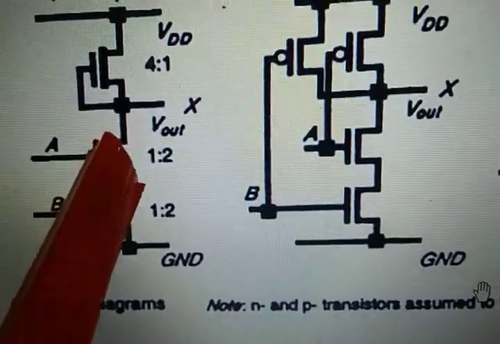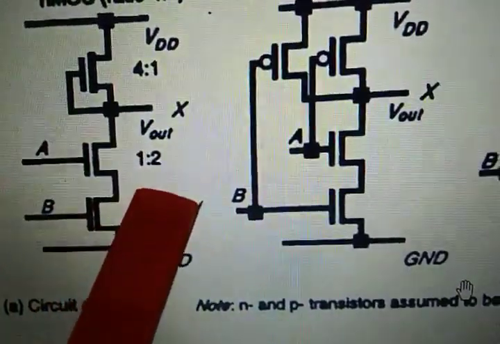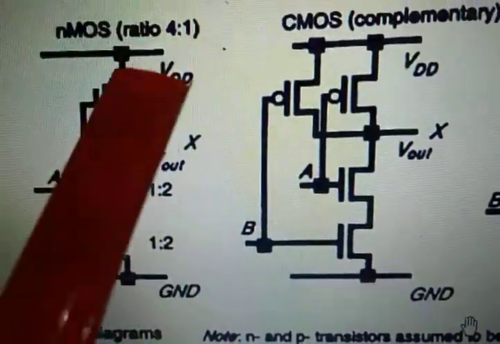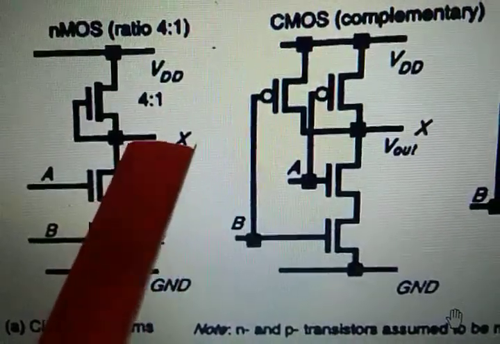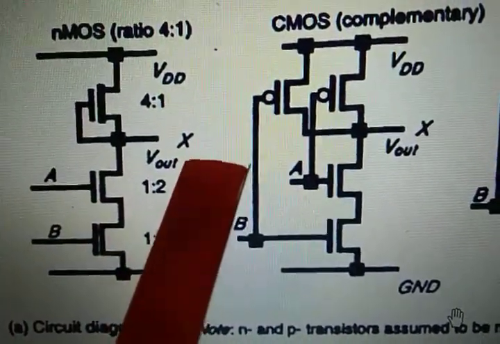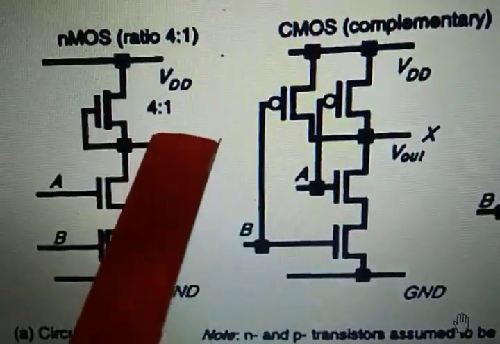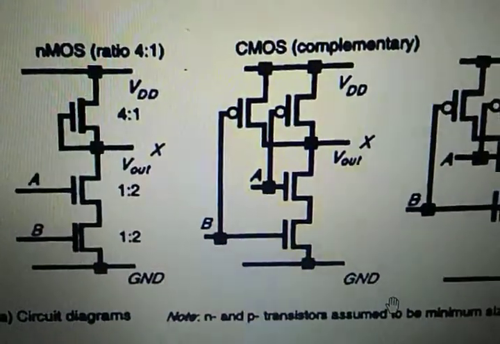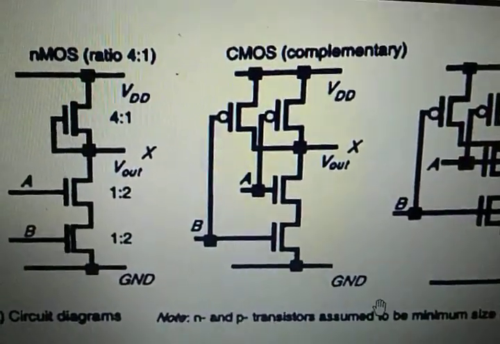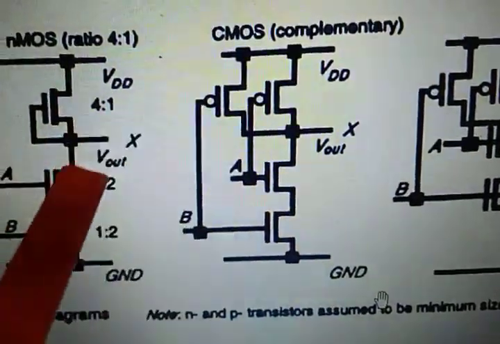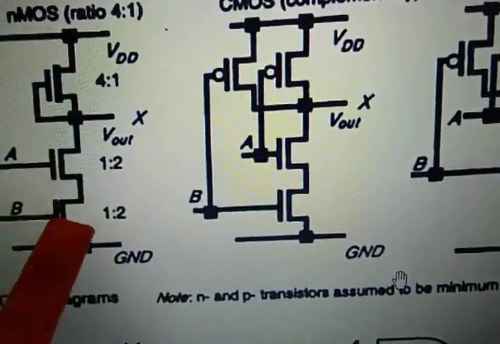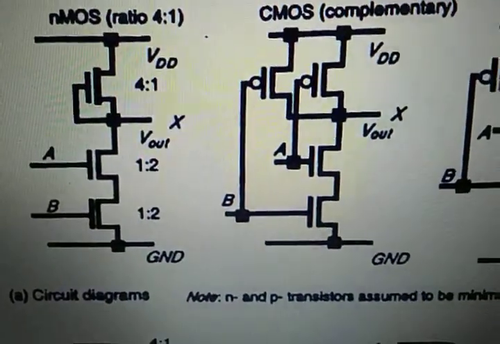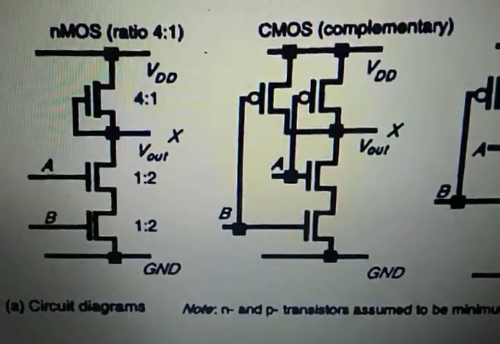To draw the NMOS circuit, A and B are 1:2, 1:2, and this is VDD and this is the ground, and the output is connected here with the gate. So this is X, this is my output. So 4:1 and 1:2 and 1:2. I already told you that in the inverter we consider 4:1 or 8:1 with 1:1, but here they are considering 1:2, so the length and width ratio will differ in the NMOS circuit.